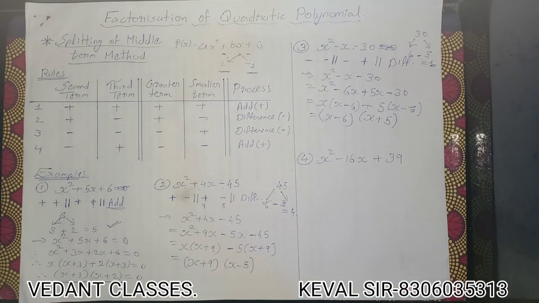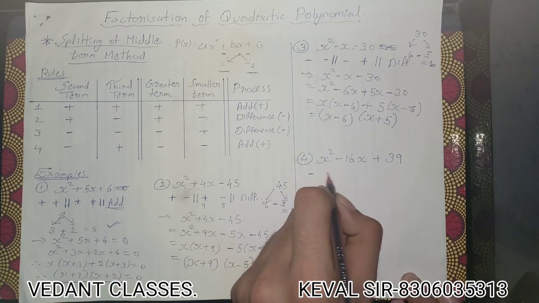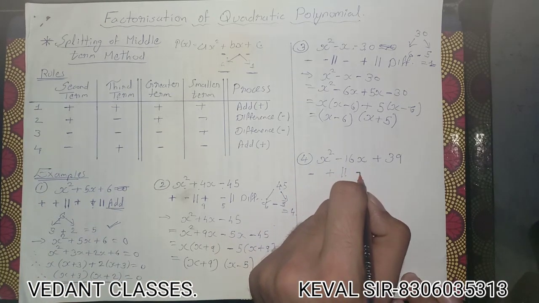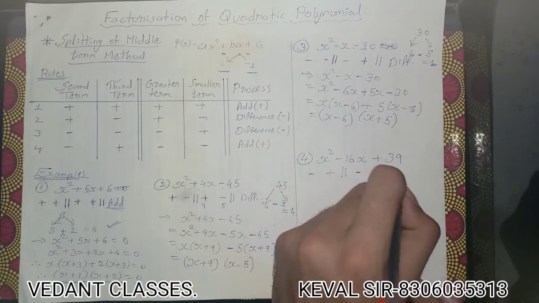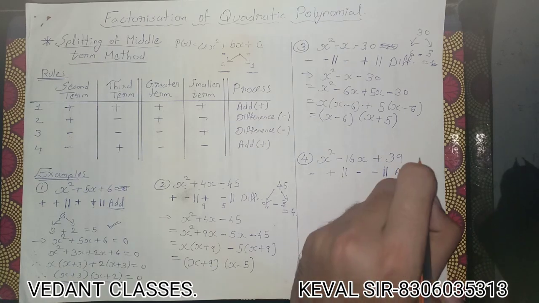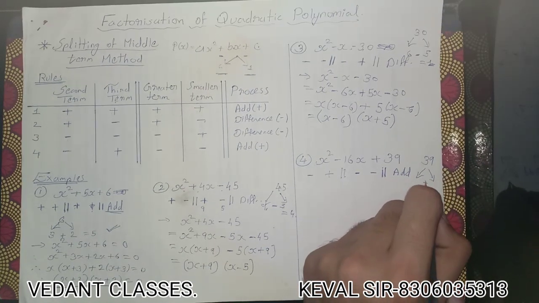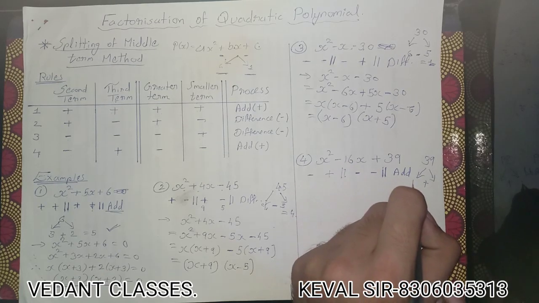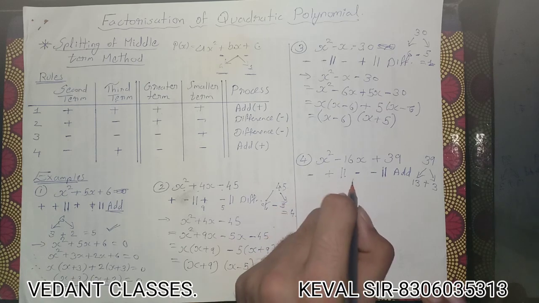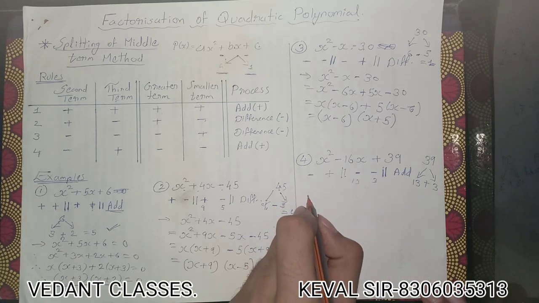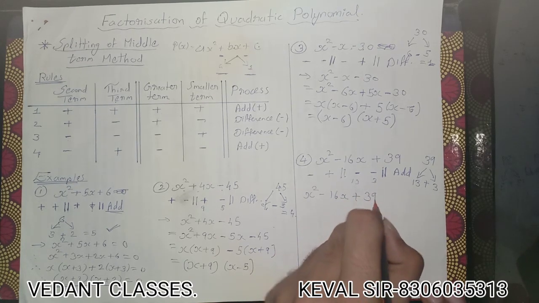Now let's see the next one, that is the fourth case. So here it is given minus plus, so you need to write minus minus. Okay, and the addition process you need to carry out. So 39. Okay, so split into terms whose addition will be 16. So this is 13 and 3. Okay, so 13, and this will be 3. So we need to write x square minus 16x plus 39.